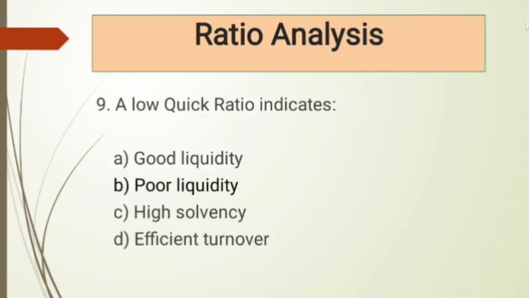Ninth question is, a low quick ratio indicates, as the quick ratio indicates the company's liquidity and potential short-term liquidity stress, and that is why low quick ratio indicates that a company may not have enough liquid assets, and that is why option B, poor liquidity. Low quick ratio indicates poor liquidity.